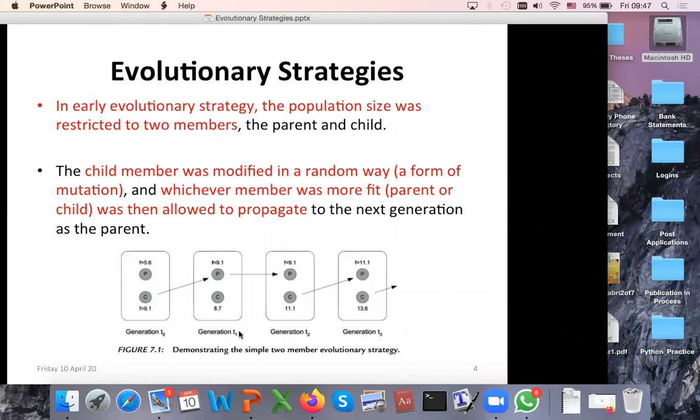So in generation T1, we have the parent with fitness value 9.1, and the child with the fitness value maybe 8.7 or something. Now this parent again has the higher fitness, so this will be allowed to move on to the next generation, generation T2. Similarly, this child has more fitness, so it is allowed to move on to the next generation. And similarly, this child has the higher fitness value, and it is allowed to move on to the next generation if some generation is available. So this is basically the simple concept of generation.